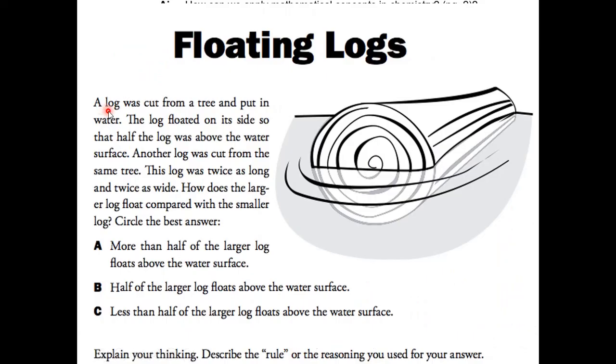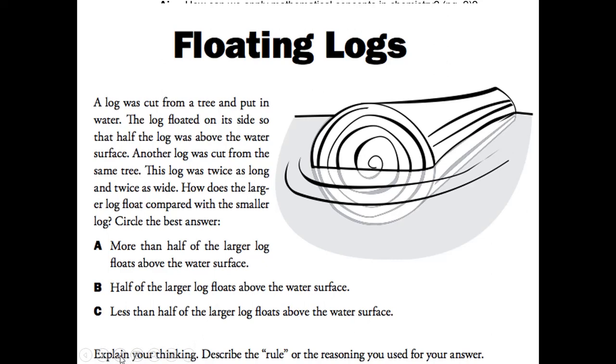So here's a multiple choice question. A log was cut from a tree and put in the water. The log floated on its side so that half the log was above the water surface. So here's a picture of what's going on. Another log was cut from the same tree. This log was twice as long and twice as wide. How does the larger log float compare with the smaller log? Circle the best answer. So try to do this yourself, pause the video, and resume once you have the answer.